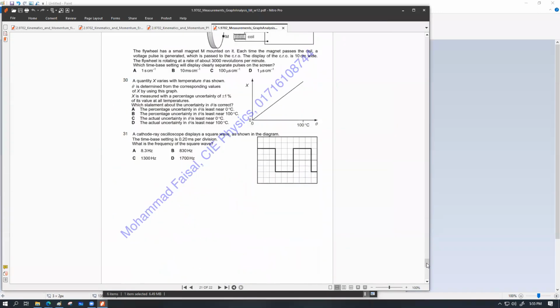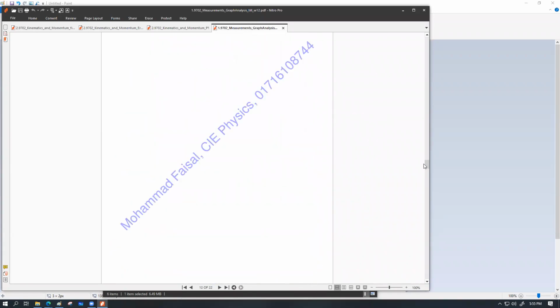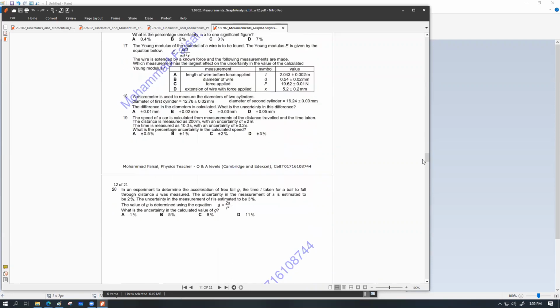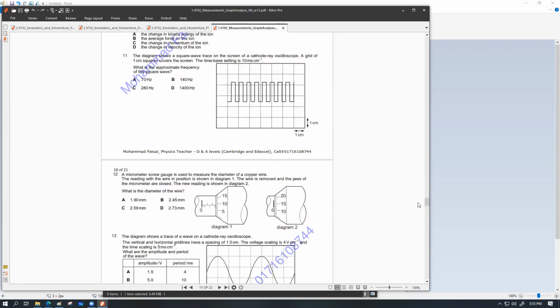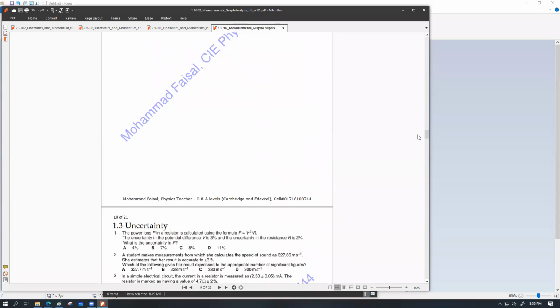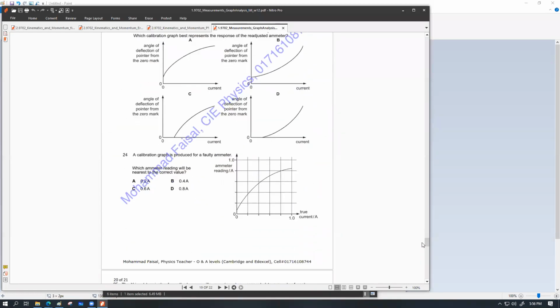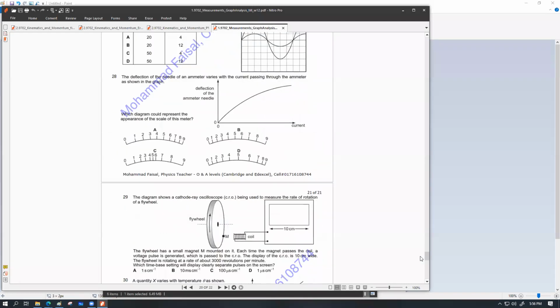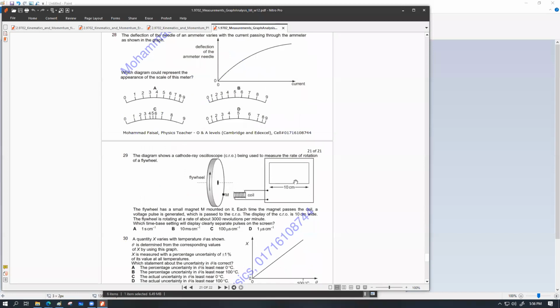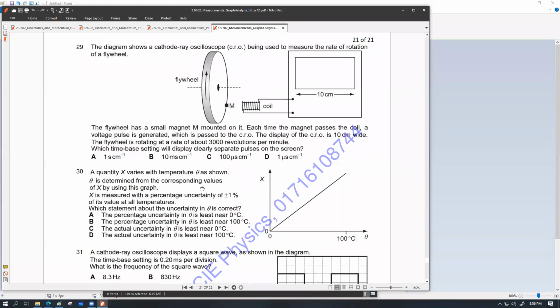Wait, let me see if I can find it. I think it's number 30. Which part? The last part. Yes, thank you. I was looking for this one. Yeah, thank you very much. Ifat. You're welcome, sir. Have a look.